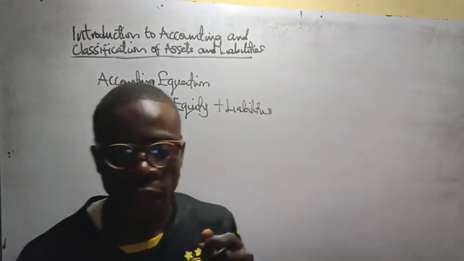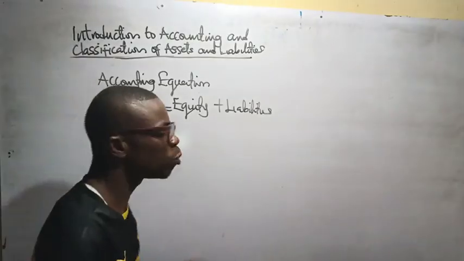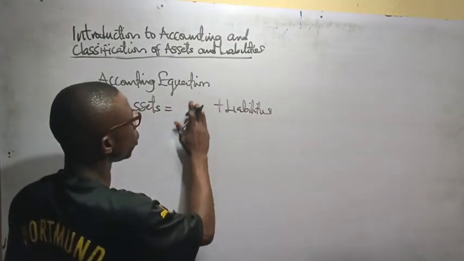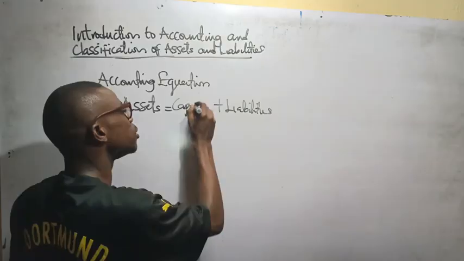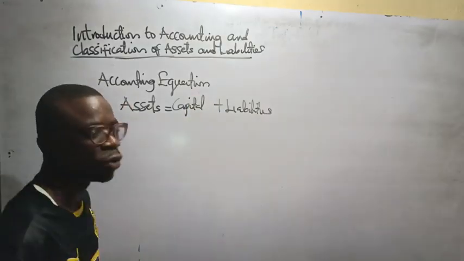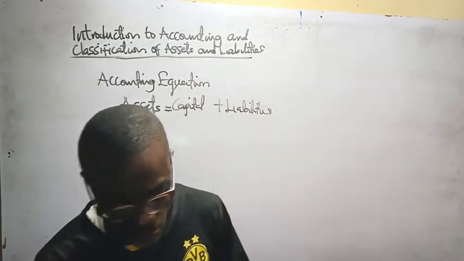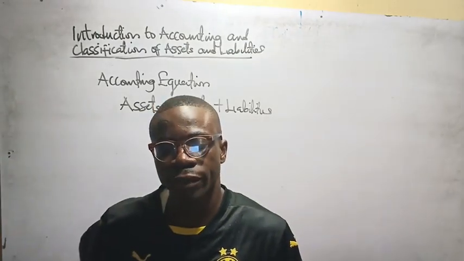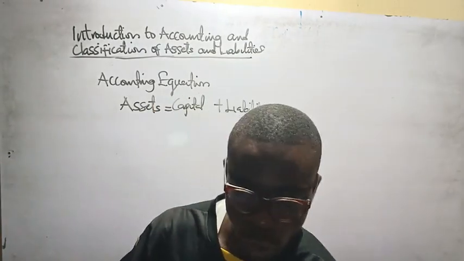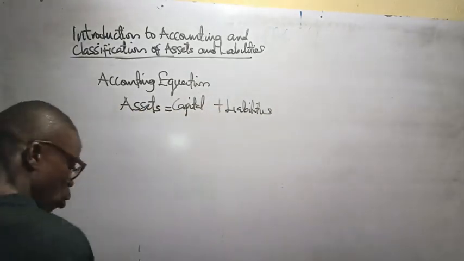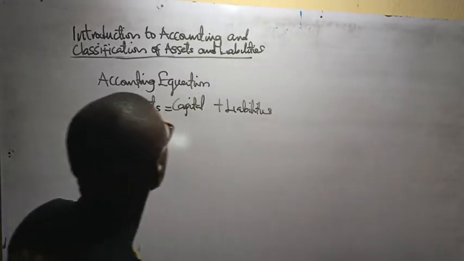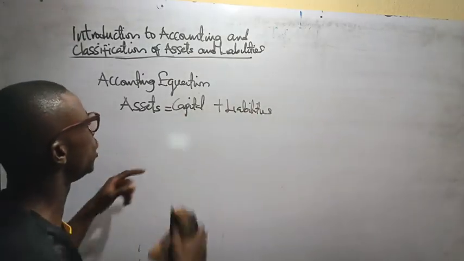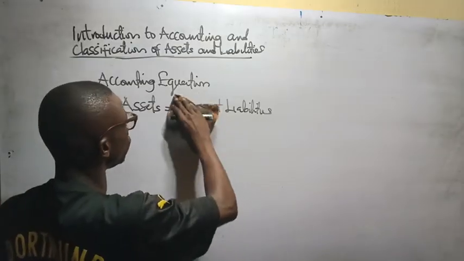Am I communicating? Now, don't forget, your equity can also be referred to as capital. So in the exam, you may see equity or they may write capital. It means the same thing. I told you that equity is what we call the share owner's worth, the resources contributed by the owner. Are we together now? So you may see asset is equal to capital plus liability, or you see equity. It's the same, please.